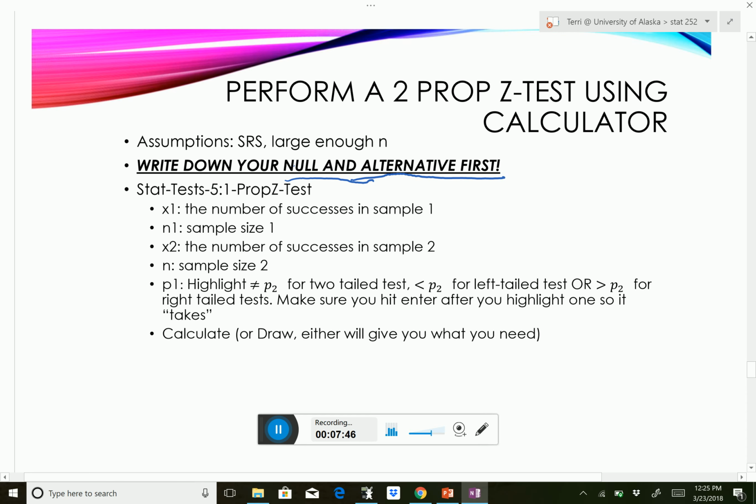And darn, I have a typo in here. That should be 6. 2-PropZTest. Sorry, fix that if you've printed out these. And x1 is the number of successes in sample 1. n1 is sample size 1. x2, obviously, you guys get the idea. And then for your p1, you're going to highlight either not equal to, less than, or greater than.